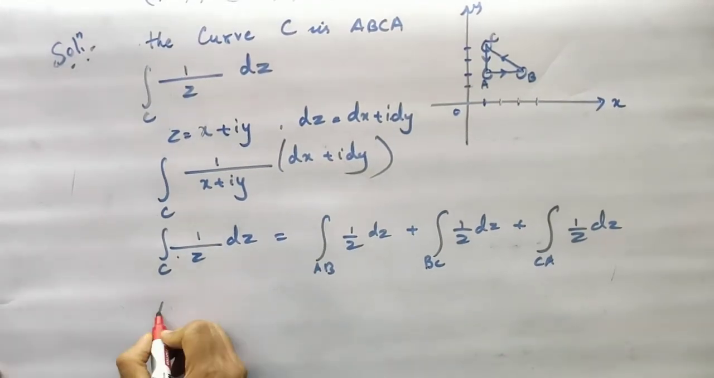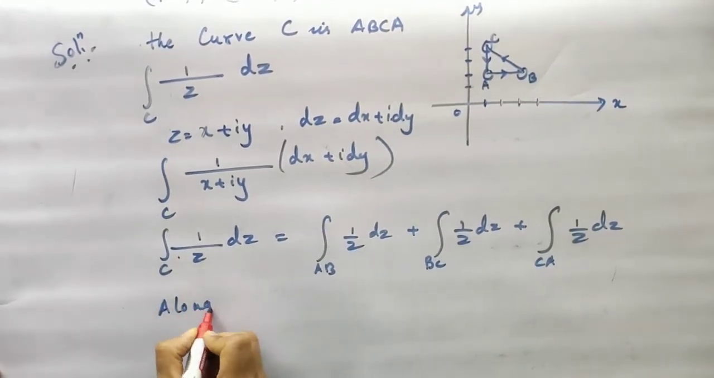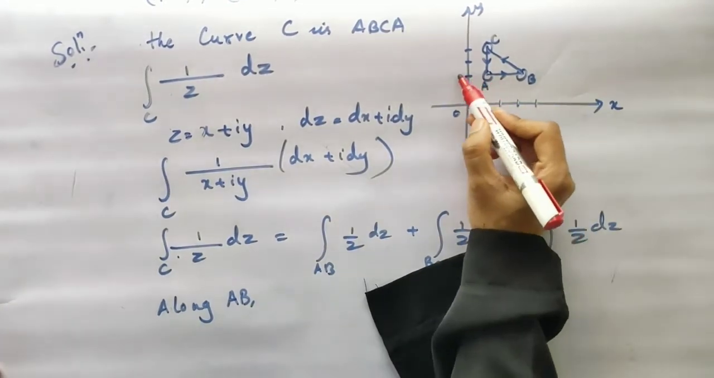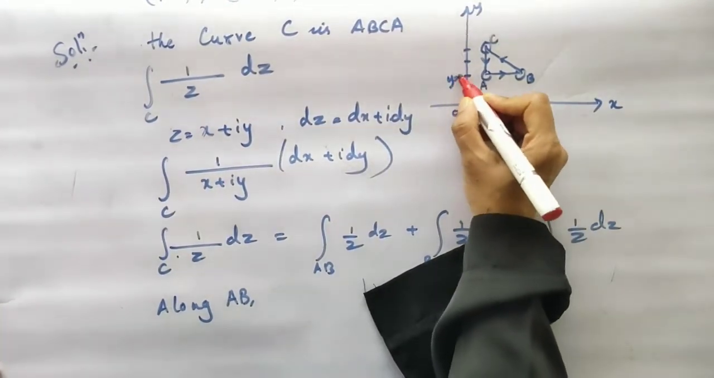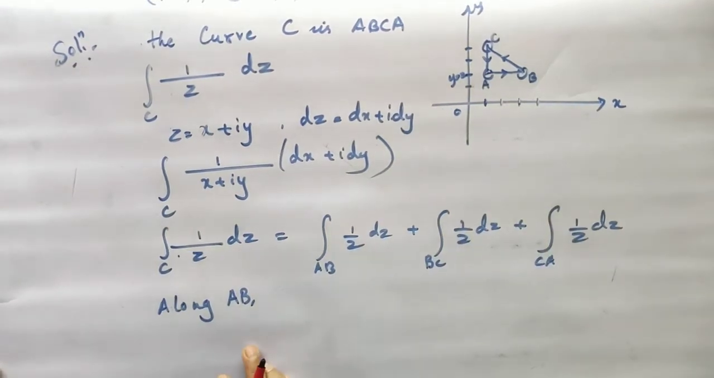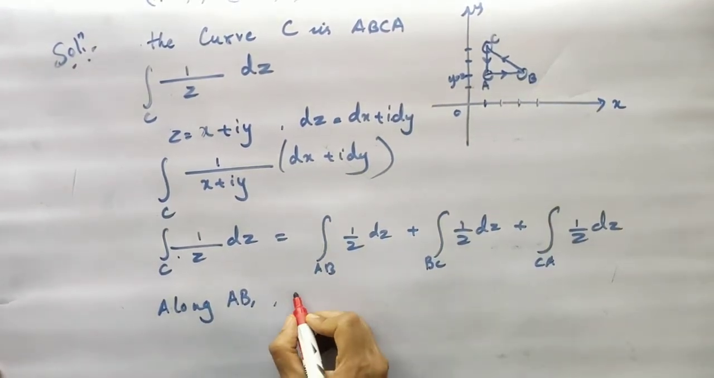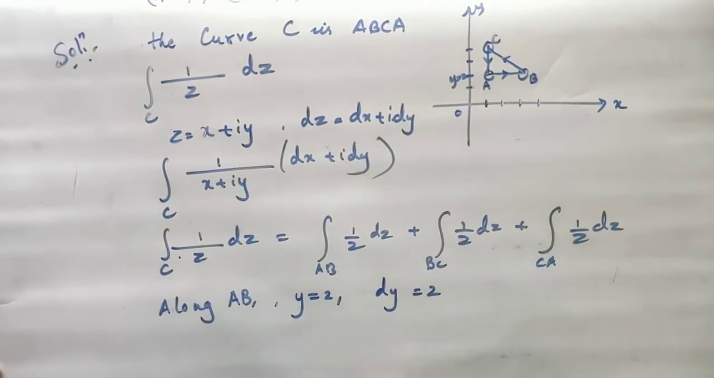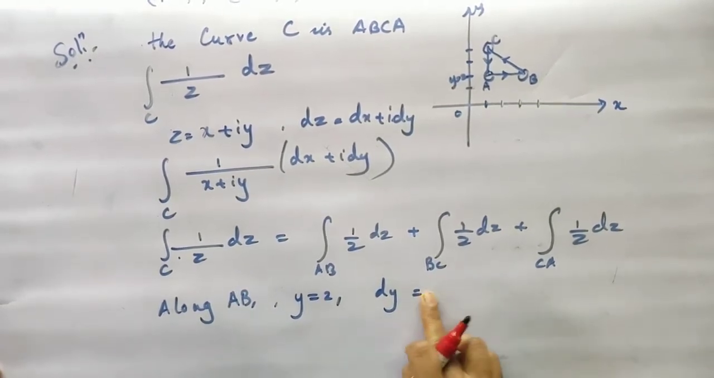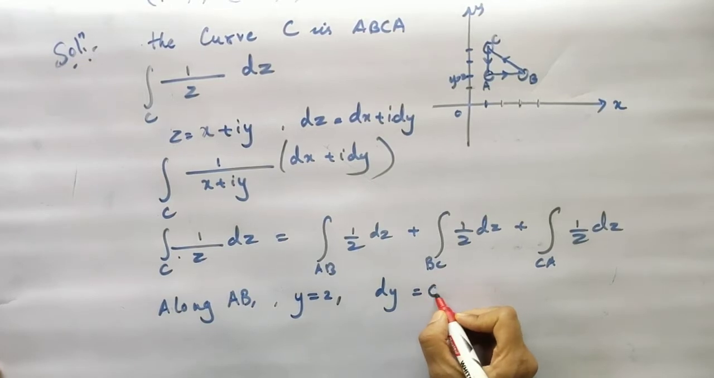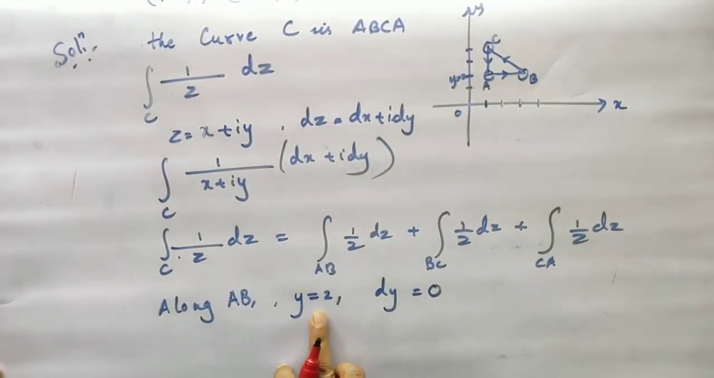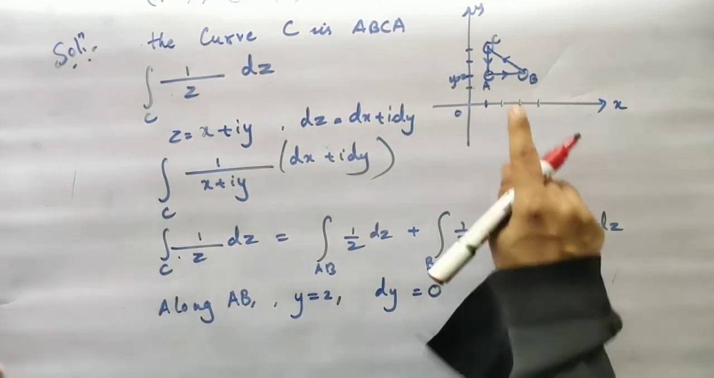Now you see along AB, the line AB is nothing but y equal to 2. Just see that. It's constant. So when y is equal to 2, the derivative of y with respect to x will be 0, so dy is 0. So we just have to put y equal to 2 and dy as 0 along AB.